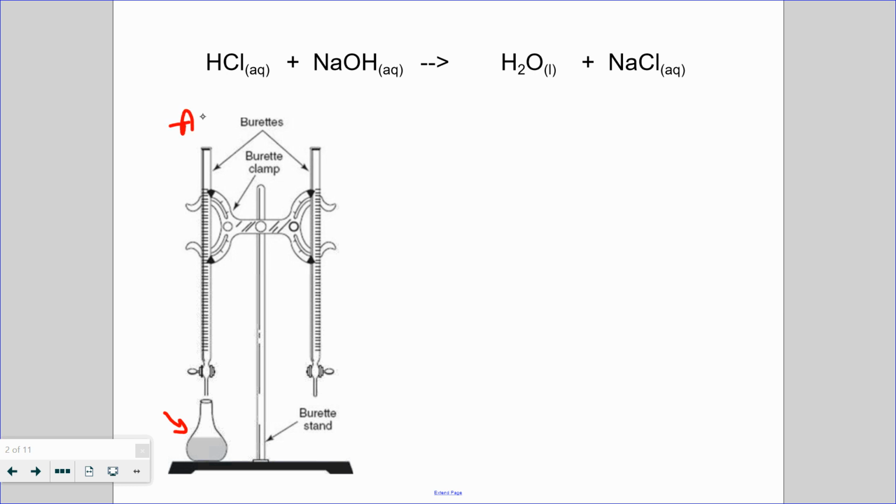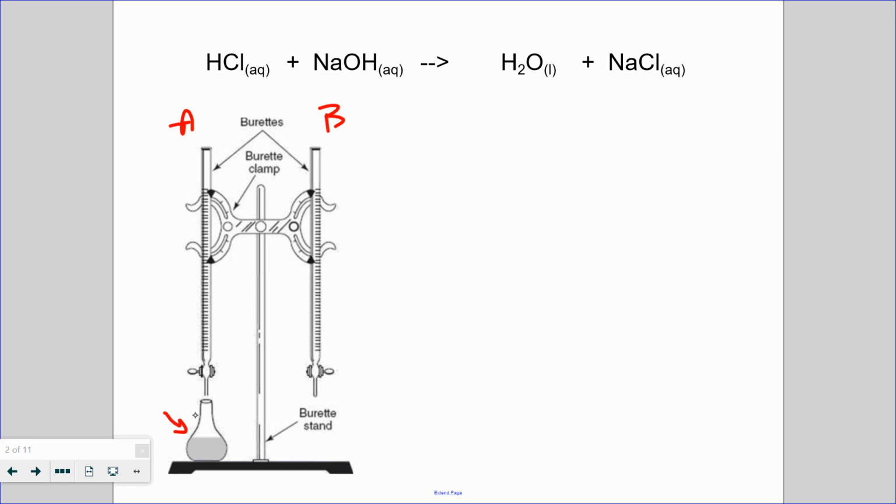Let's call this solution A and call this solution B over here. And we're adding some A and we're adding some B, going back and forth between A and B until we get the results in the container down here, in the reaction vessel, that we like.